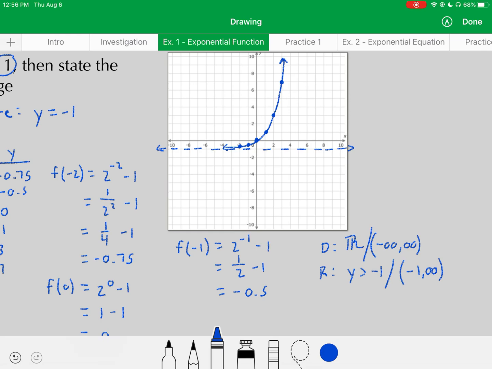All right, so now it's your turn. Pause the video, try to graph the function on the next slide here, and do so by making a table of values. And then when you're done, come back and check your work with mine.